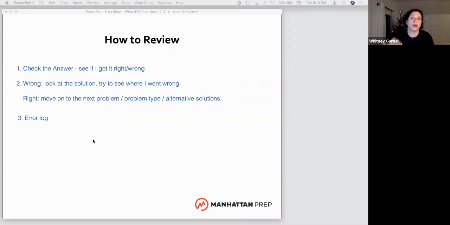If I got it wrong, I'm going to read the explanation. I might see where I went wrong. I'm probably going to have a moment of, oh, that makes sense, I get it now. And then I might write an error log message about it, or otherwise just go trucking on. On a scale of 1 to 10, with 10 being the best and 1 being the worst, where do you think I'm going to put this type of review?